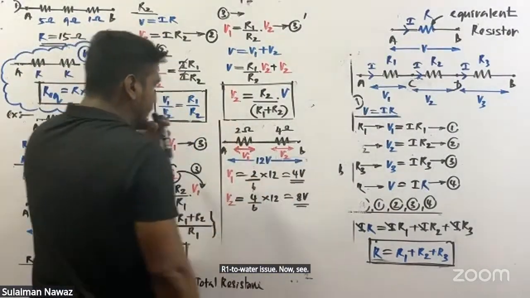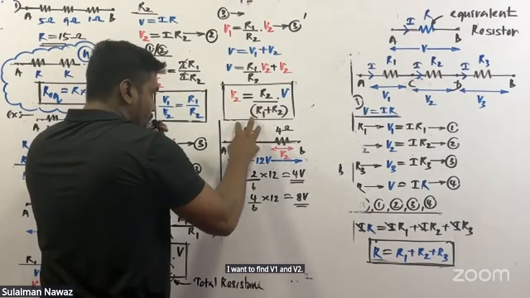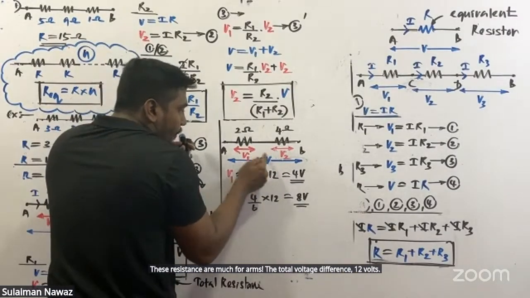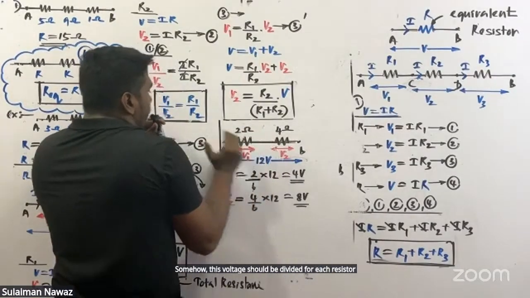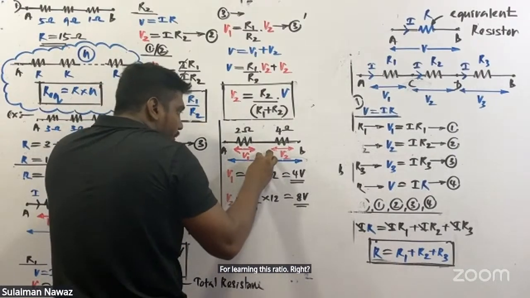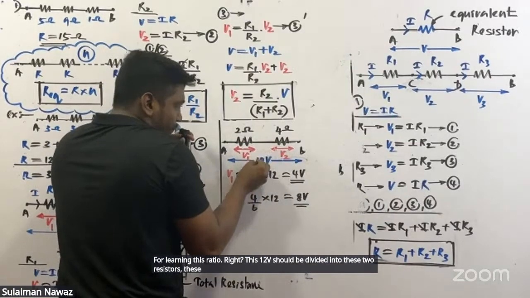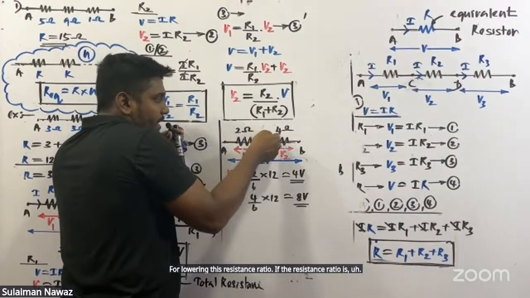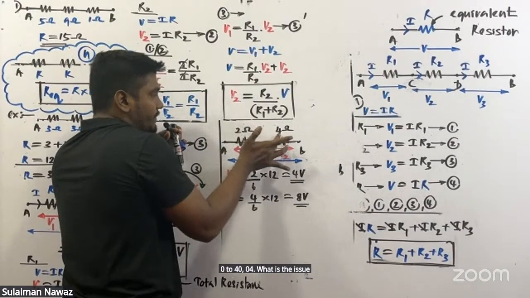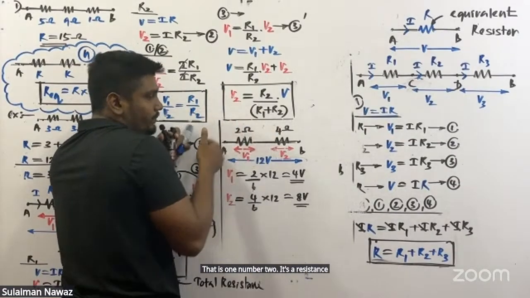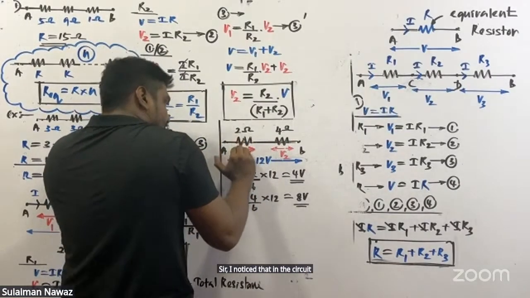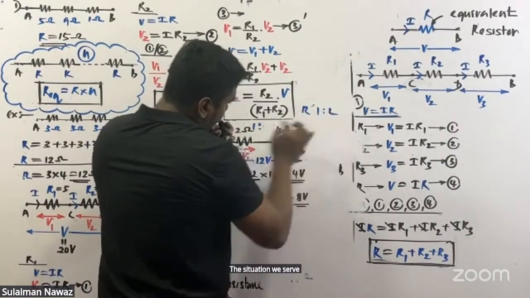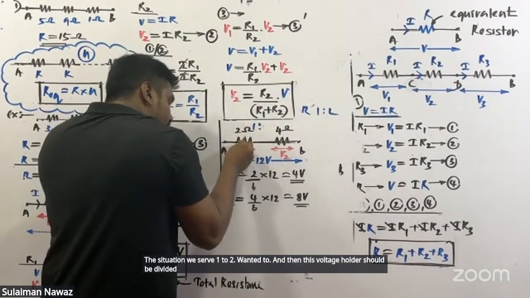Now see, you want to find V1 and V2. This resistance is 2 ohms, this one is 4 ohms, and the total voltage difference is 12 volts. Somehow this 12 volts should be divided between the two resistors following the resistance ratio. The resistance ratio is 2 ohms over 4 ohms, 2 over 4, that means 1 over 2. So the resistor ratio in the circuit is 1 to 2. Then the voltage also should be divided in a 1 to 2 ratio, right?